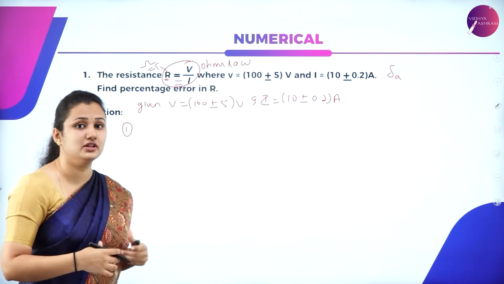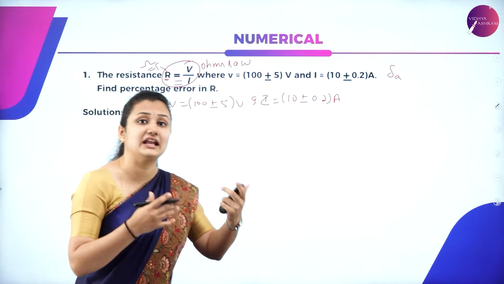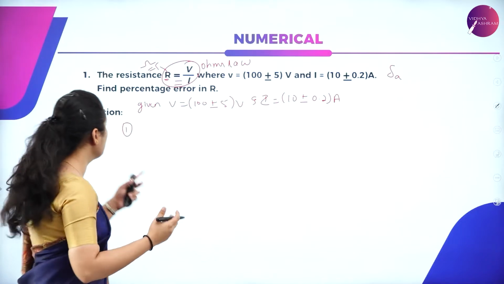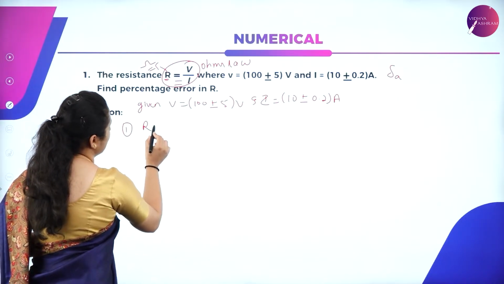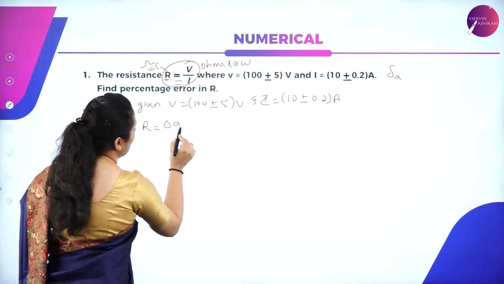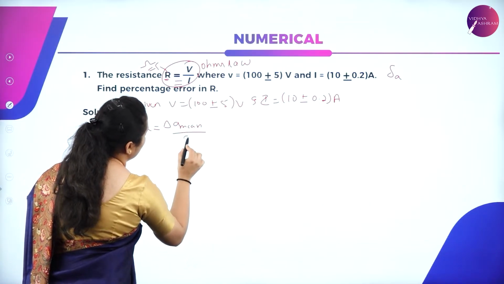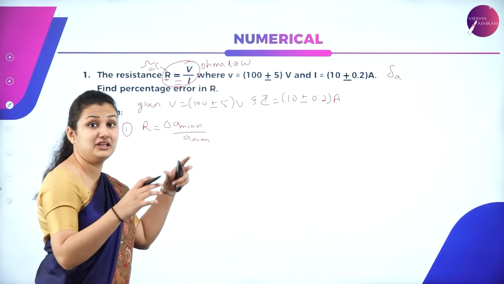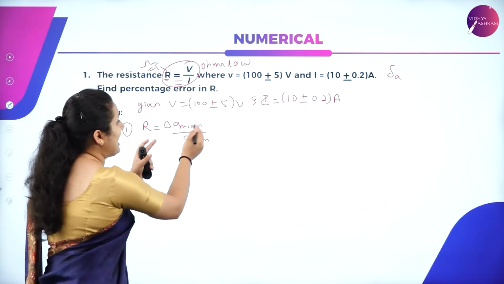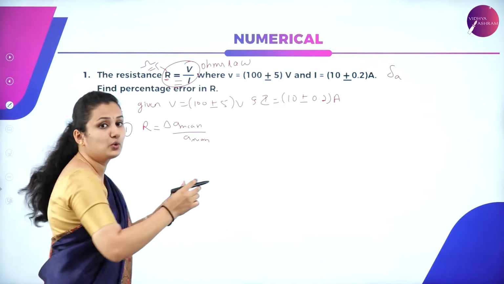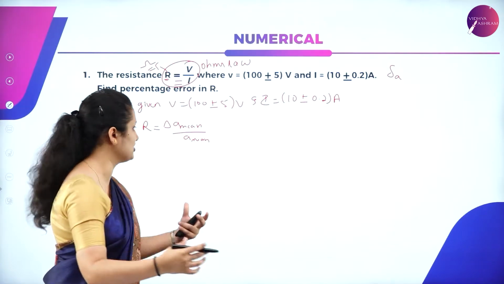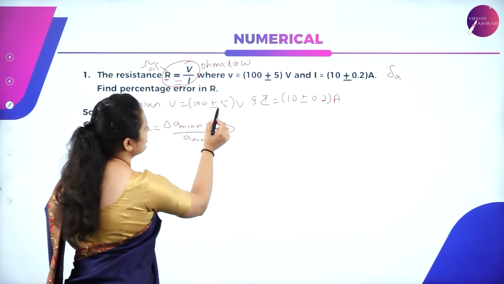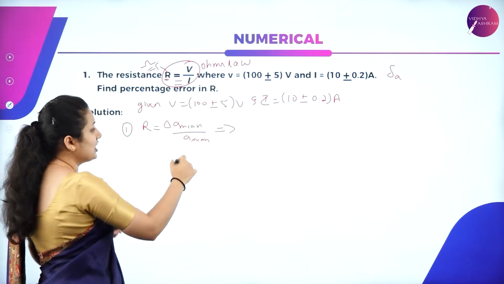In our previous session on errors, we studied what relative error and percentage error are and how to calculate them. There is a formula. Relative error is given by delta A mean divided by A mean. What is delta A? You have 100, and plus or minus 5 is your error. So, 100 is your measured value.